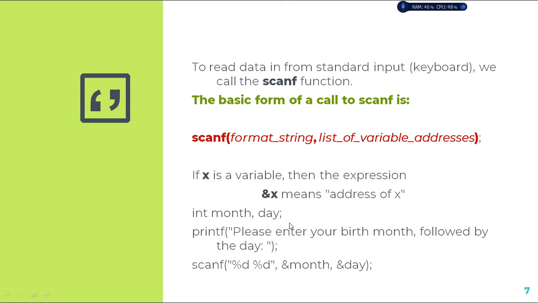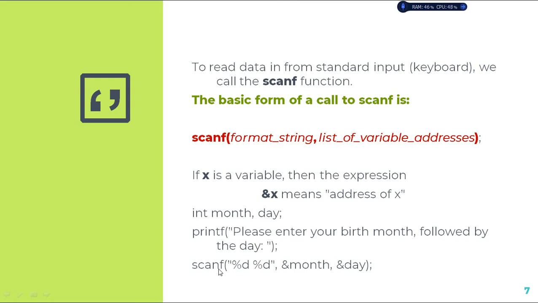Suppose, see in this example. Here I am declaring two variables, month and day, and both are of type integer. I need to separate these two with a comma, and after the declaration I must end it with a semicolon. Then printf, "please enter your birth month followed by the day". These two are of type integers.